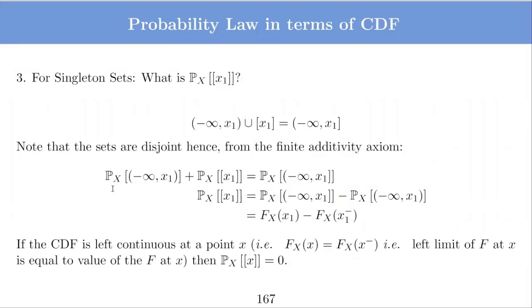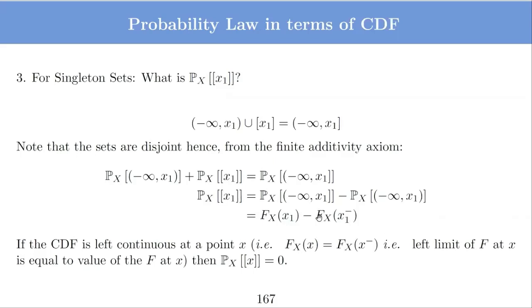So the probability law of minus infinity comma x1 open, plus the probability law of x1, is equal to the probability law on minus infinity comma x1 closed. Now I know about this. This is the left hand side limit of the CDF at x1. This is the CDF at x1. So the probability law of x1 will be equal to the CDF at x1 minus the left hand side limit of the CDF at x1.